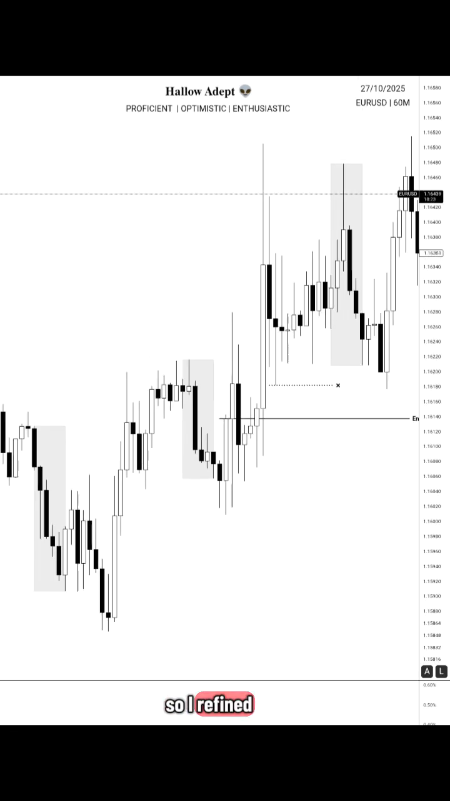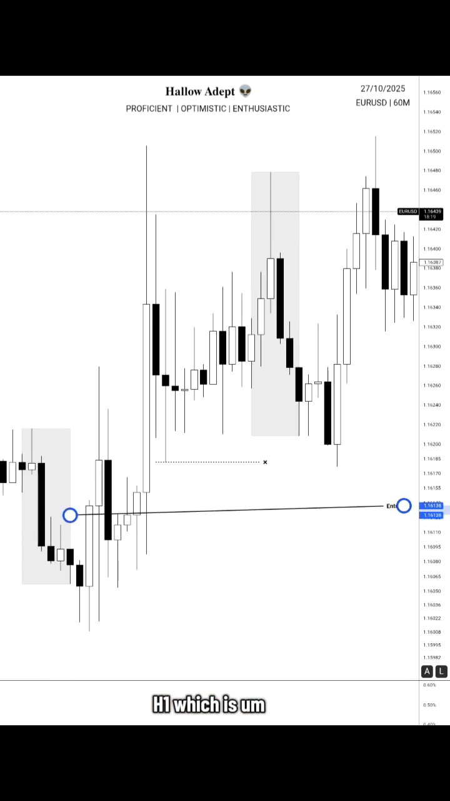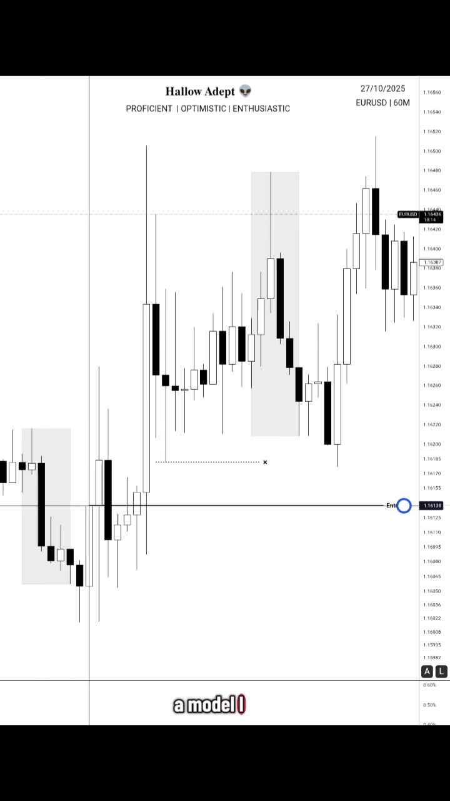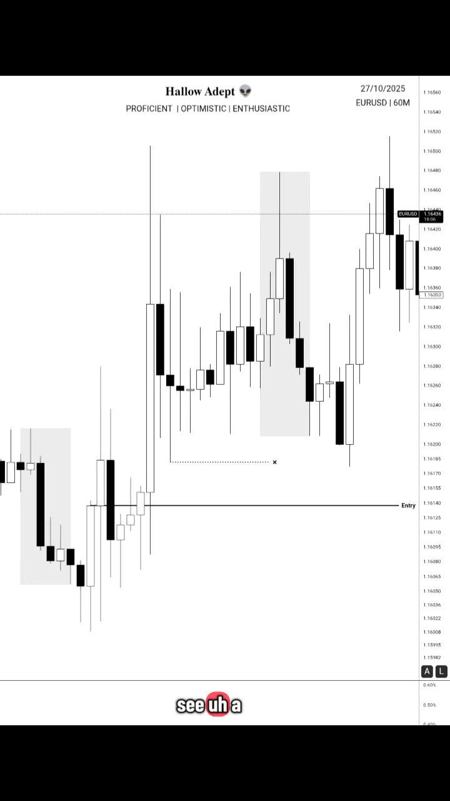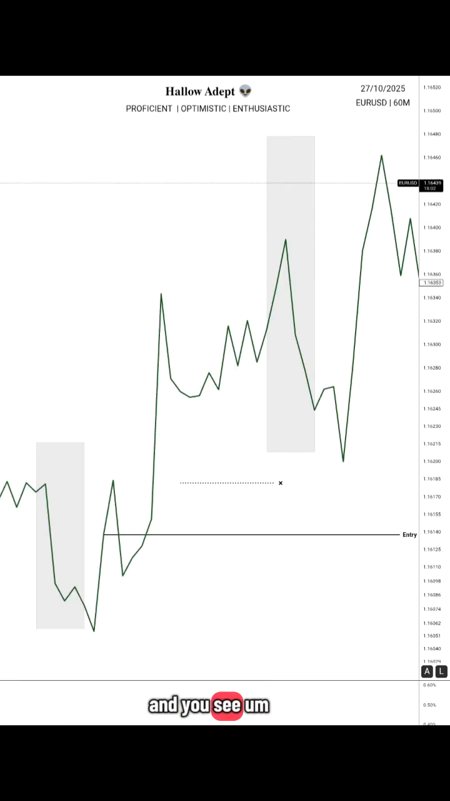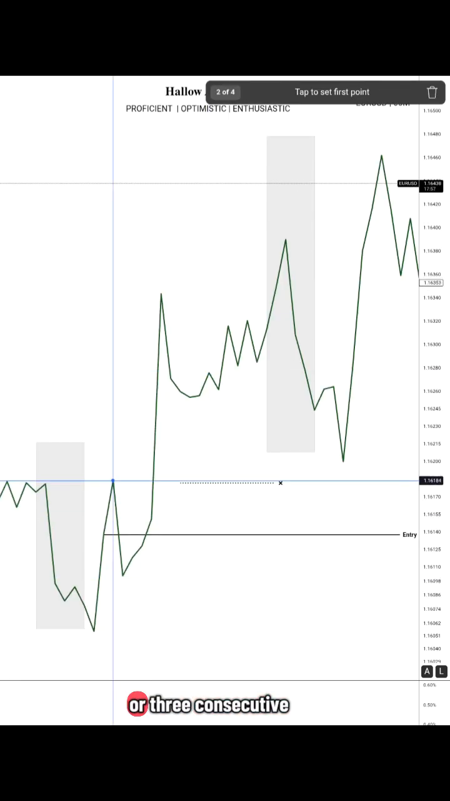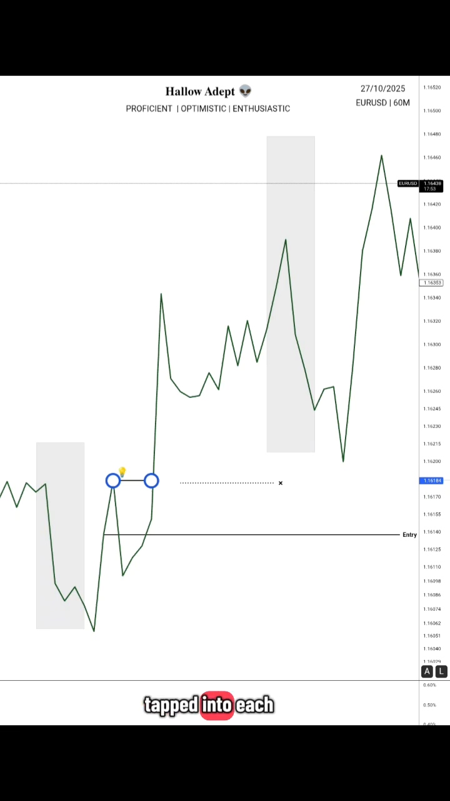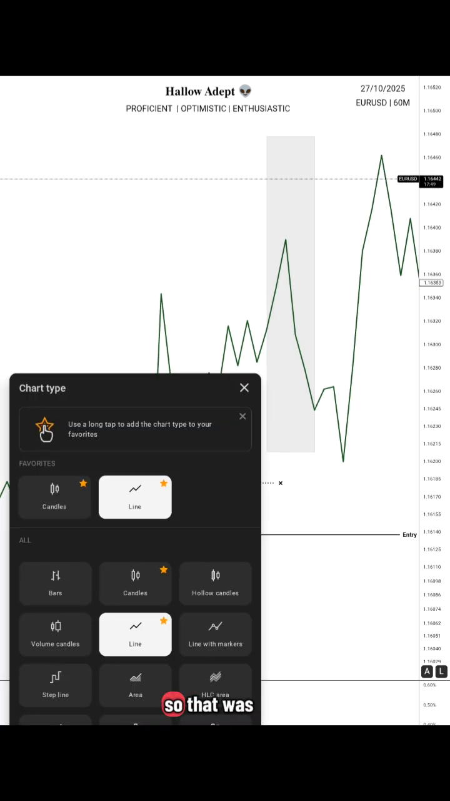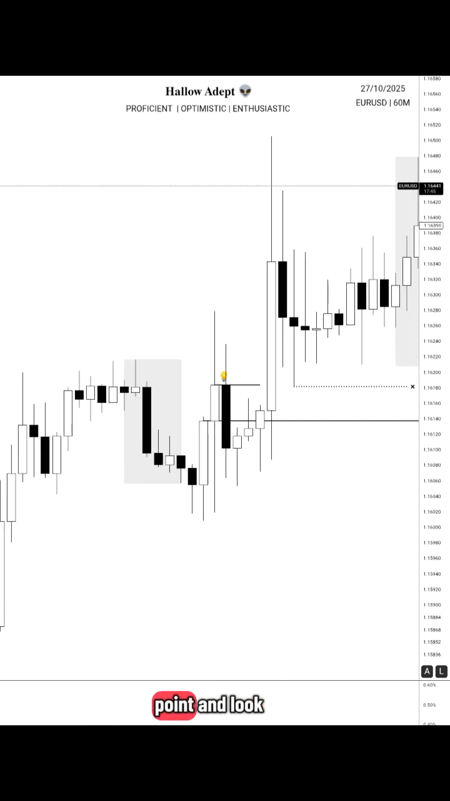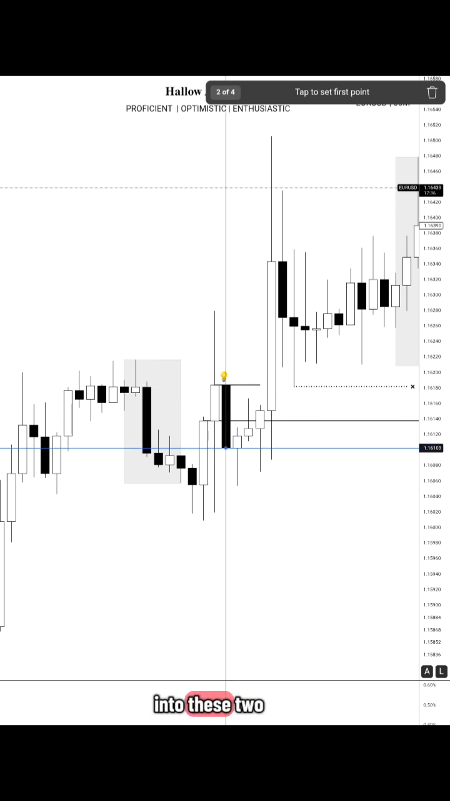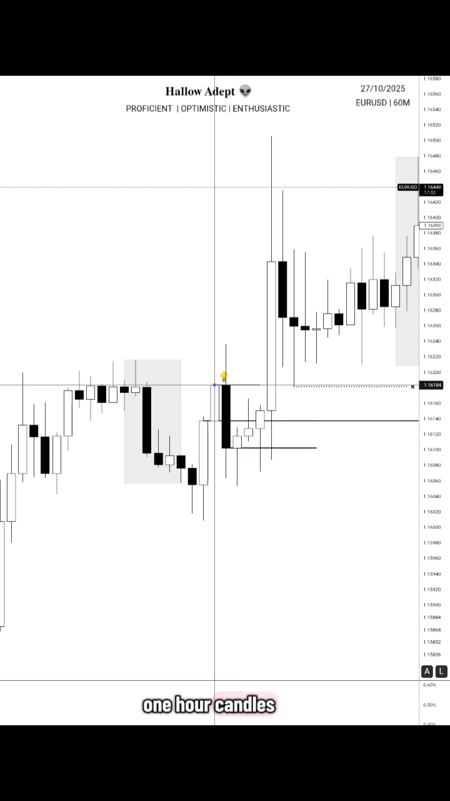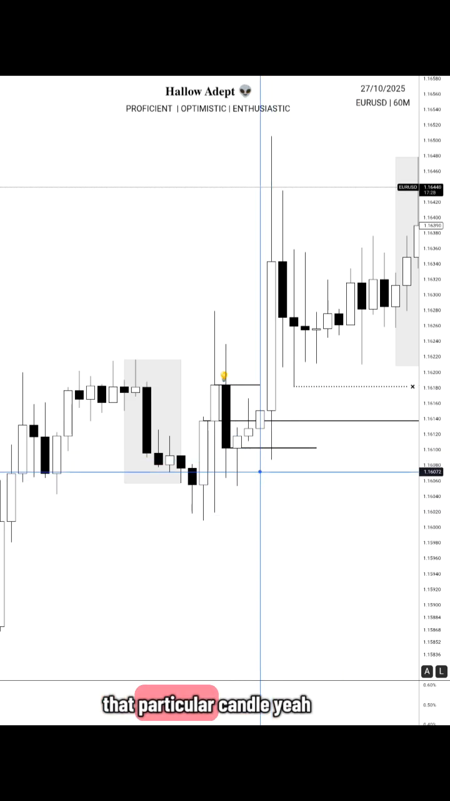So I refined it on the H1, which is a model I teach people in my Telegram community, right? If you see a break of structure and you see two or three consecutive candles that tapped into each other before its break of structure, that was the break of structure point. And look at this candle that formed here, right? It taps into these two 1-hour candles' open and close, right? That particular candle taps into an open and close candle.